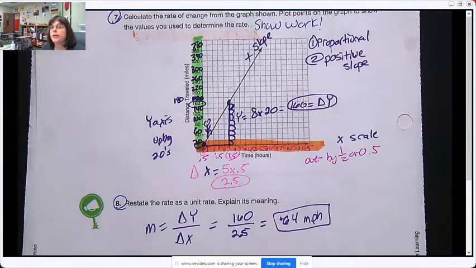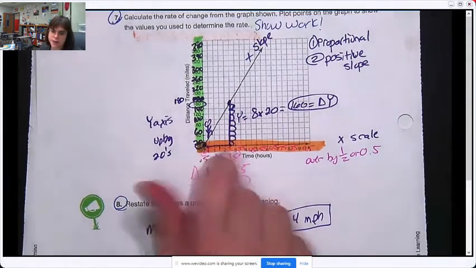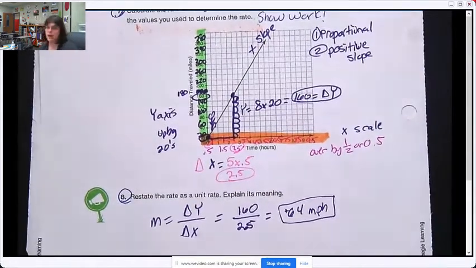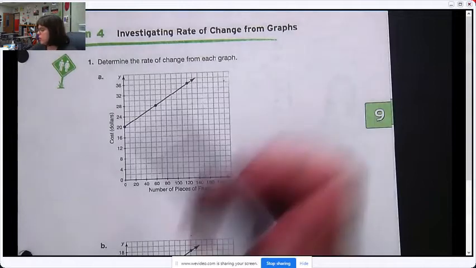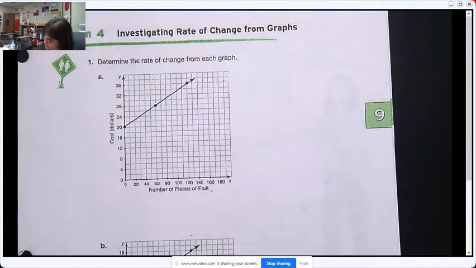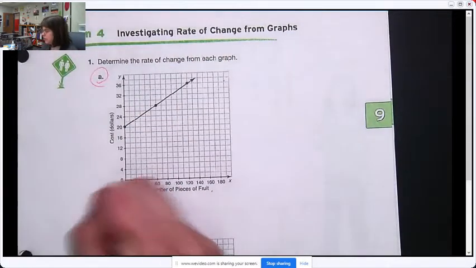All right, now let's keep practicing. Don't get stressed out. You can totally do this. We did these last semester, okay? Just a different way of looking at non-proportional graphs. Now we're looking at non-proportional, which is great. So I want you to try 1A and 1B on your own.